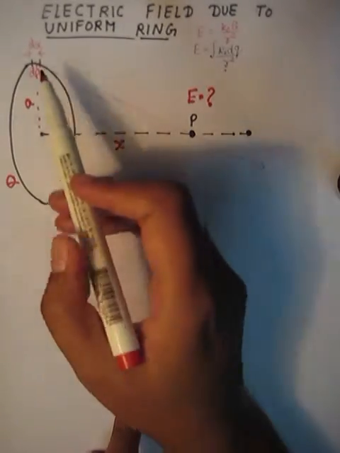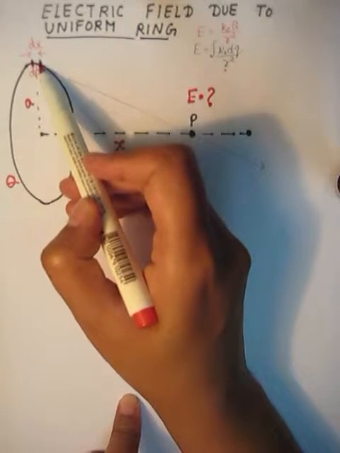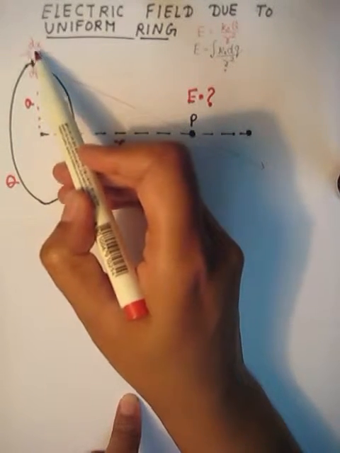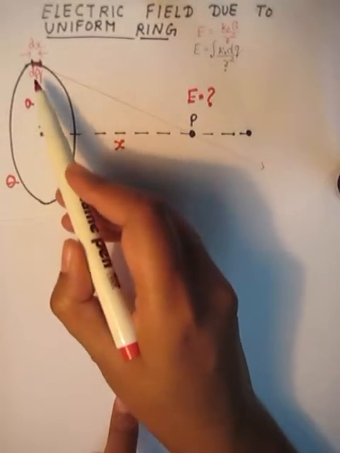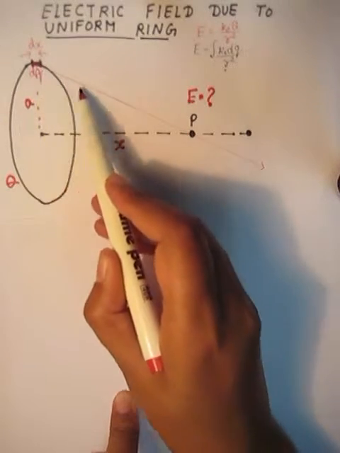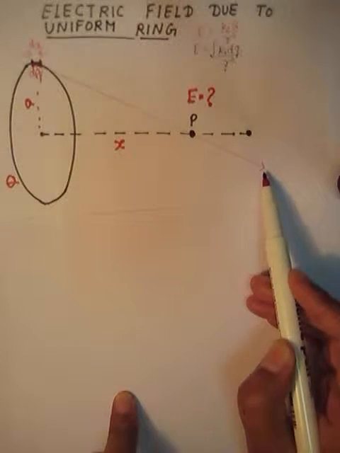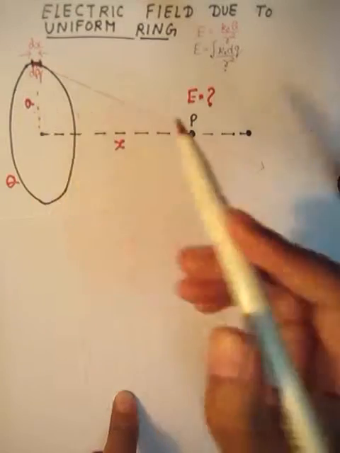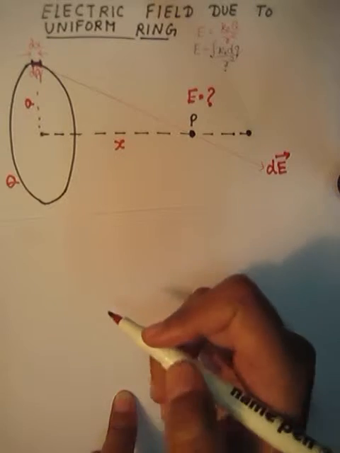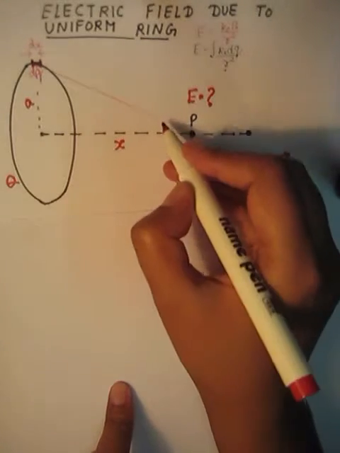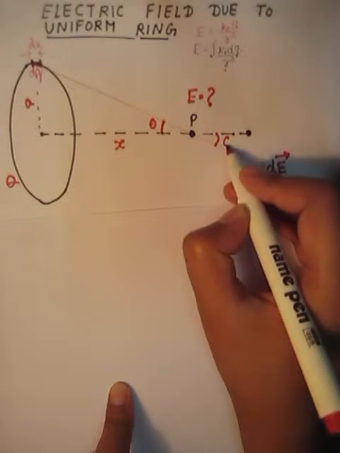Now in order to do it, we divide this ring into small parts, and let us say that we talk about this small part here which has a length of dx and a charge of dq. Now you know that in order to find electric field due to a charge, we just draw a line first, and the direction of that line gives you the direction of electric field. So suppose that due to this small charge, the total electric field is dE vector.